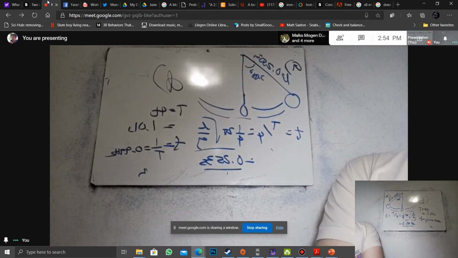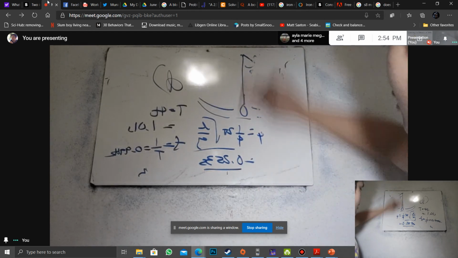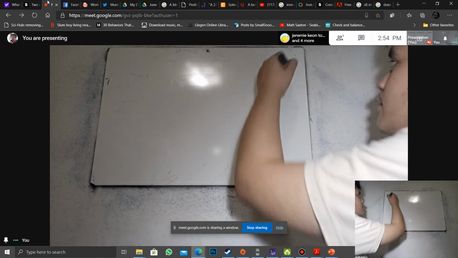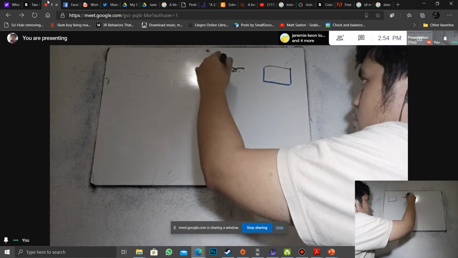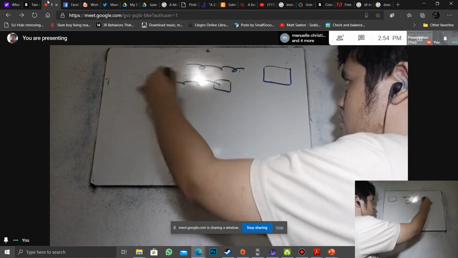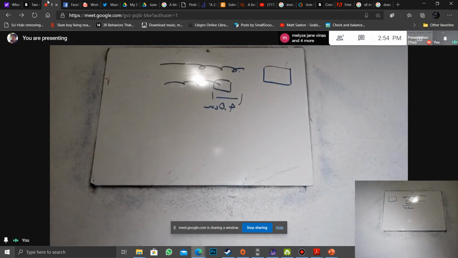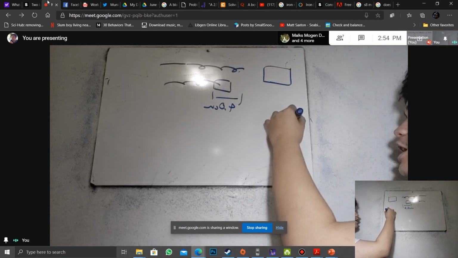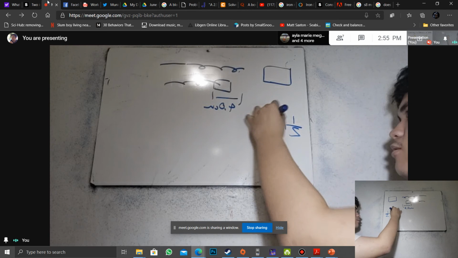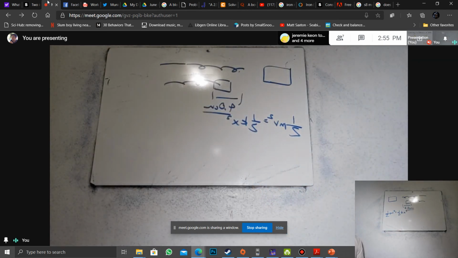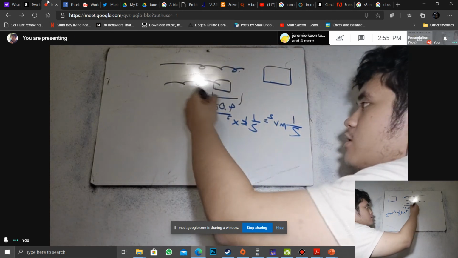Next, number 3. Crash landing daw. Crash landing. Okay. 4 cm, no? Oh, what is the spring stiffness constant? What is K? Use conservation of energy. Di ba? Kinetic energy equals potential energy. Ito yung max eh. Ito yung max, di ba? 4 meters daw. 4 meters. Solve for K.